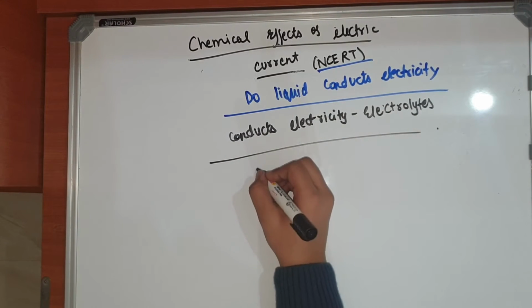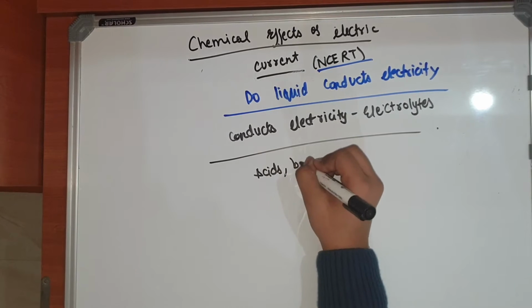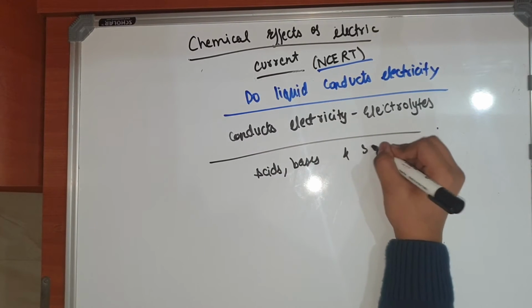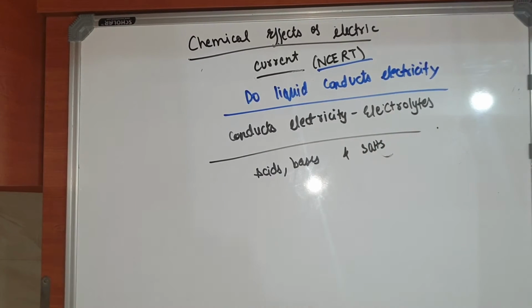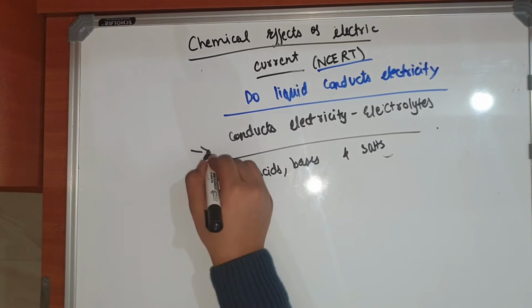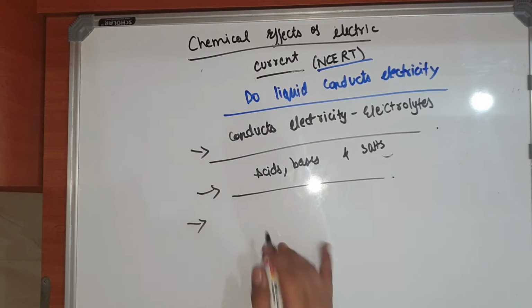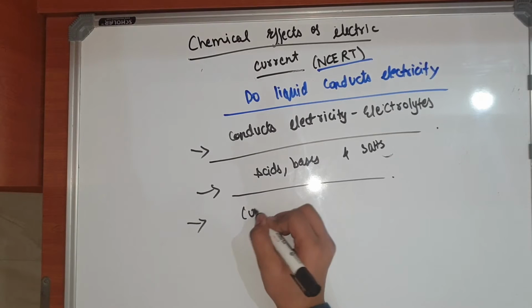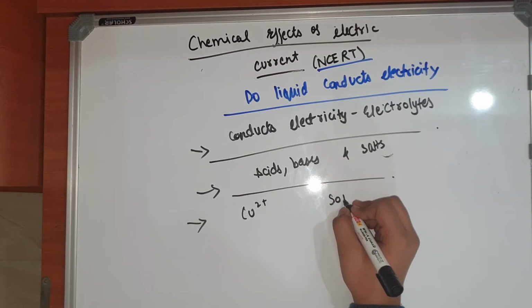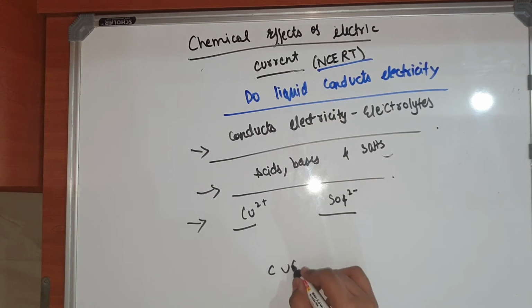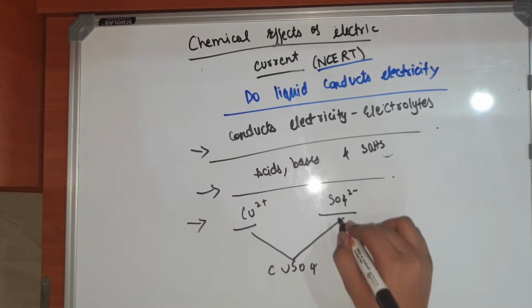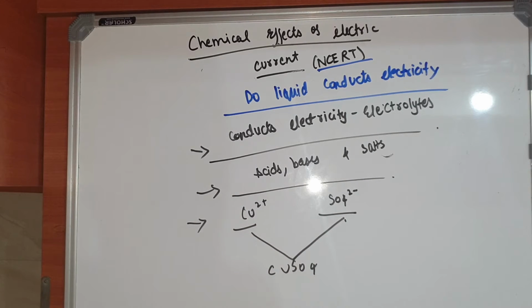So electrolytes are generally acids, bases and salts. So what are the examples? Suppose there is a CuSO4 solution. It will break into Cu2+ ions and SO4 2- ions. So CuSO4 will split up into these two ions in an electrolytic solution when electrolysis takes place later in this video.